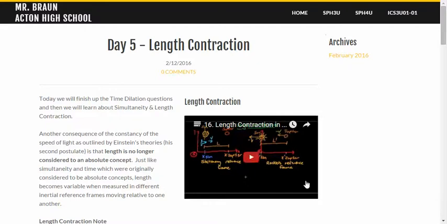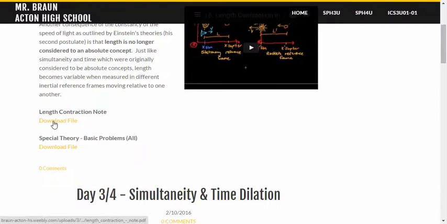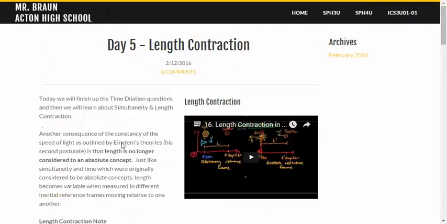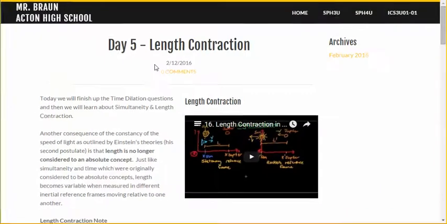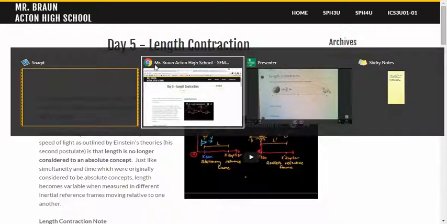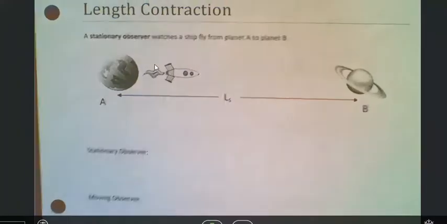So what you're going to do is download this file here. This is the length contraction note. And then I handed out these special relativity basic problems, so you can do the time dilation and length contraction as well. We'll get into mass dilation later. Okay, so let's get to this. And there we go. Okay, length contraction.